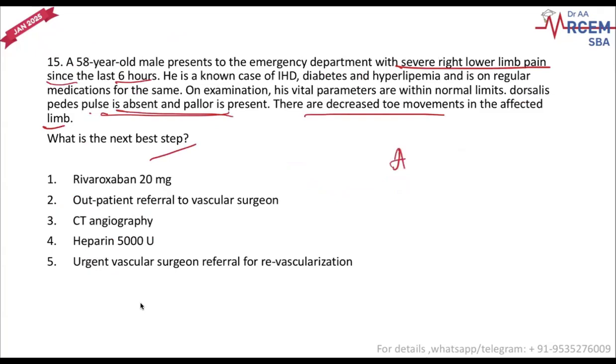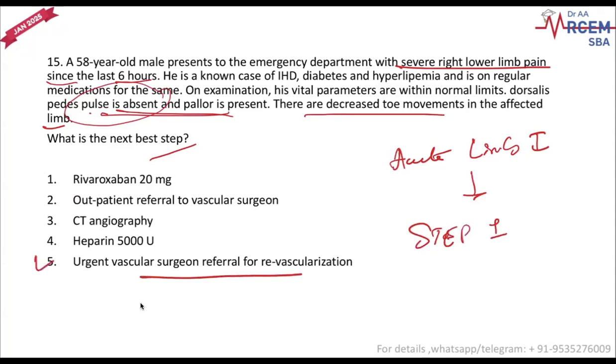Again, this is always acute limb ischemia. Why am I saying acute limb ischemia? Pulse is absent, classical history. In acute limb ischemia, whenever the patient presents, step one is always involve the vascular surgeons. So urgent referral to the vascular surgeons needs to be done. Step two is when you will be giving heparin.